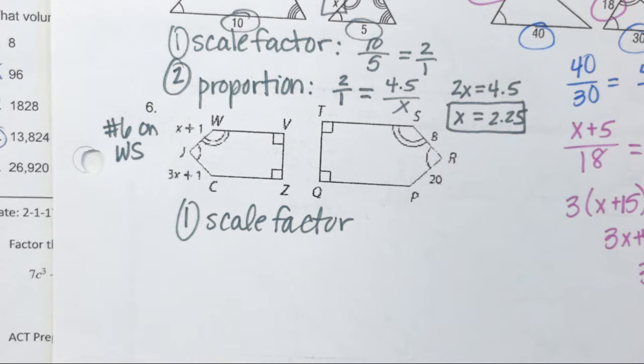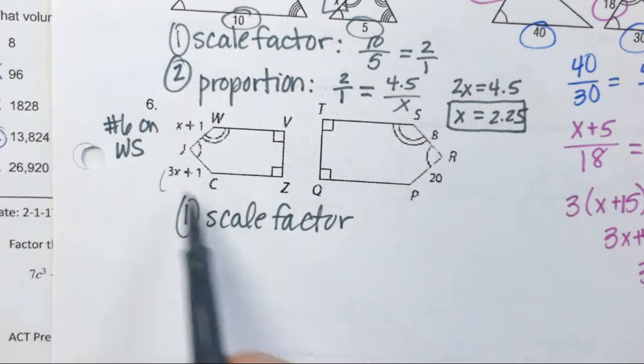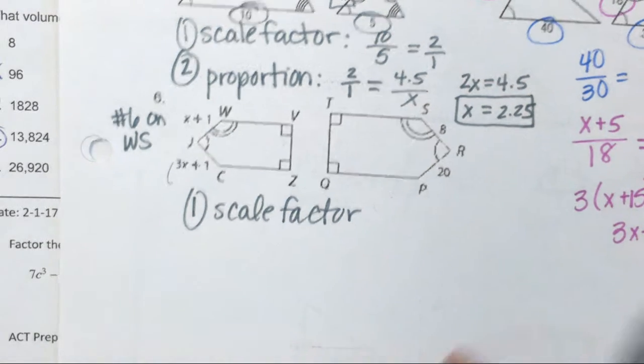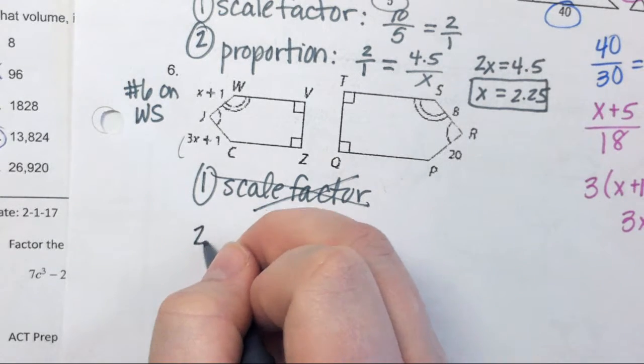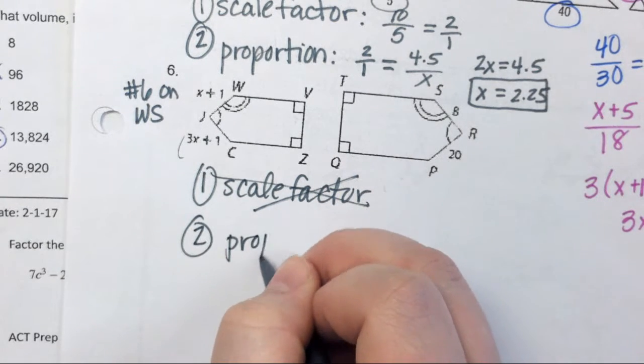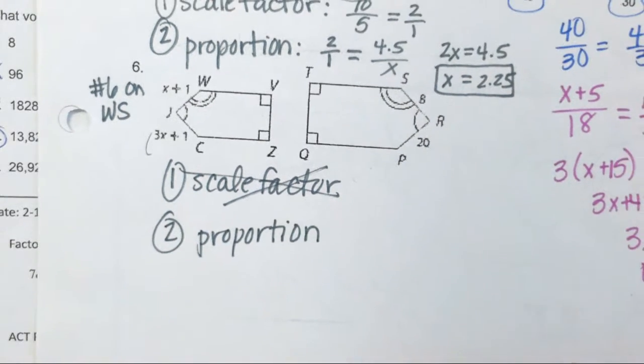Because all the sides, like I see an 8 and a 20, but this left one, it doesn't have any sides with just numbers on it. We can't find the scale factor this time. That's okay. So we'll go to step 2, which was proportion. We're just going to have to set up our proportion without it and be okay today.